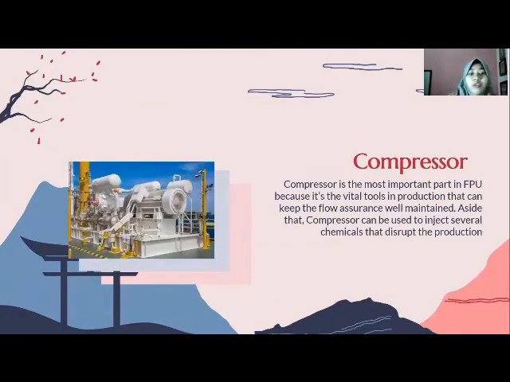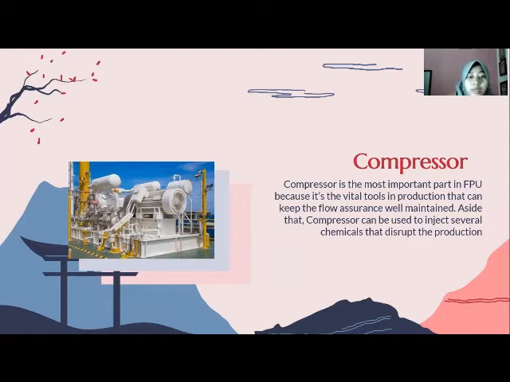Compressor. The floating production unit has a compressor located at the topside module to support the production unit. The compressor can be used to increase the pressure that is going low to achieve the desired pressure. Aside from that, the compressor can be used to give pressure to the gas so it can be transferred to the onshore facility. The compressor is the most important part in FPU because it is the vital tool in production that keeps the flow assurance well maintained.